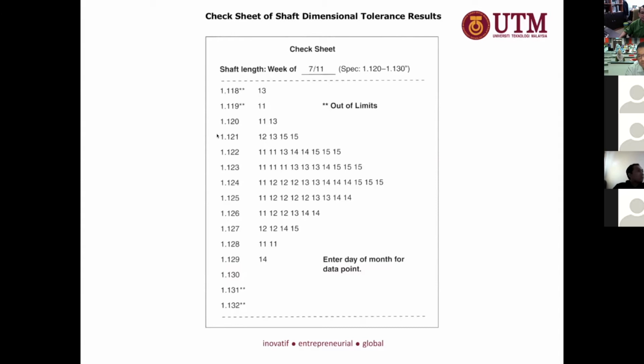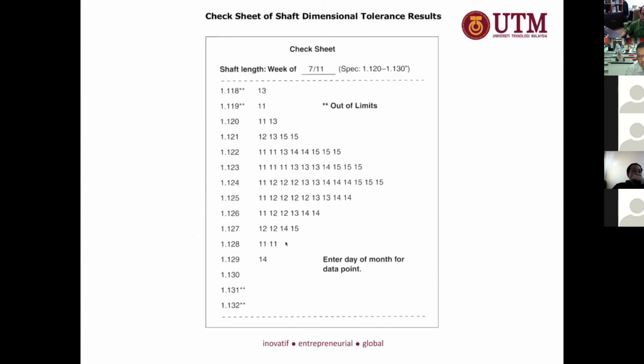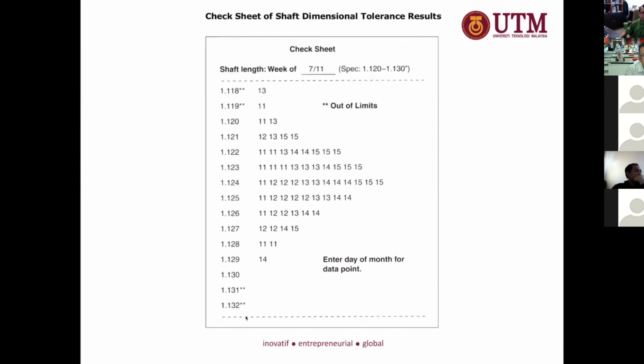You have shaft length. Initially it was like this, so you rearrange the shaft length like this. And then you count the frequency of occurrence. 11 July, 12 July, 13 July, and so forth. You have the date here, you have the length, so you can count.